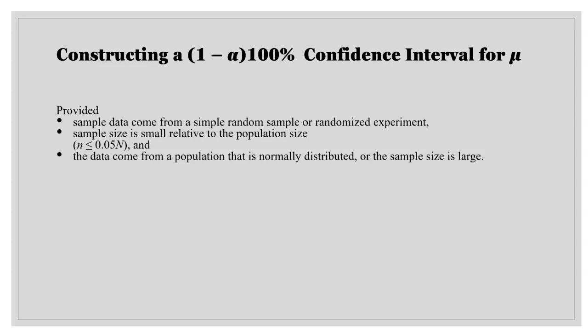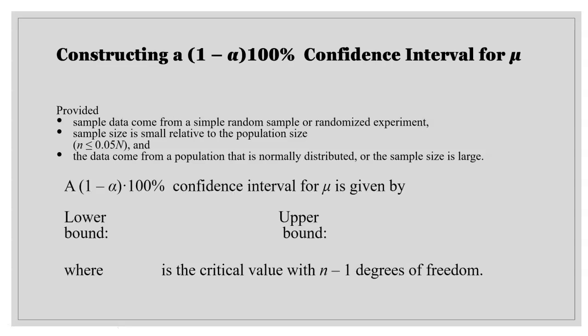The first one is if we want to construct a certain level of confidence interval for the population mean, these three things have to be met first. First, the sample data has to be a simple random sample or a randomized experiment. The sample size has to be small relative to the population size. If you know the population size, multiply by 0.5. And if your sample is less than or equal to that, then it meets that criteria. And then thirdly, the data has to come from a population that is normally distributed or the sample size is large, all right?